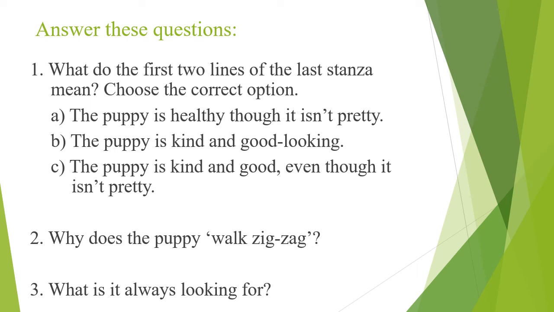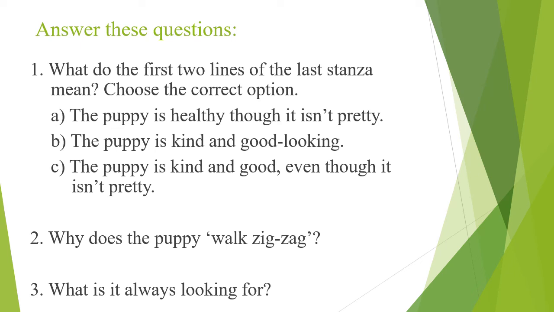Now what do you think the poet meant when he says, if he has not a pretty face, the puppy's heart is in its place? Do you think it meant A, the puppy is healthy though it isn't pretty? Or B, the puppy is kind and good looking? Or C, the puppy is kind and good even though it isn't pretty? What do you think? Choose your answer. Got it? Alright.